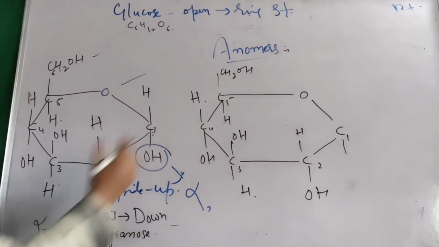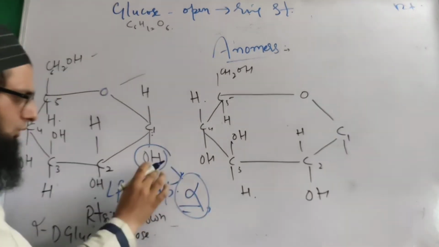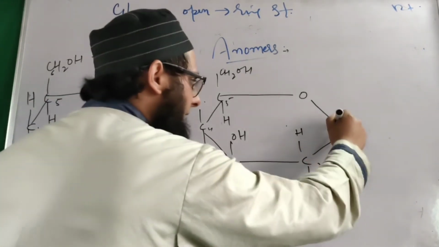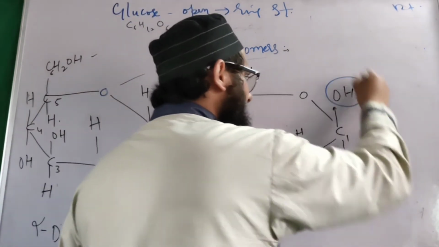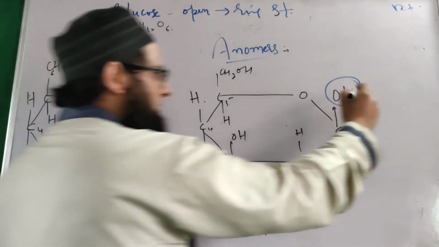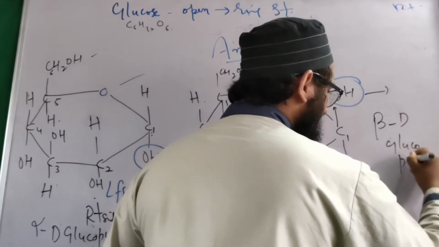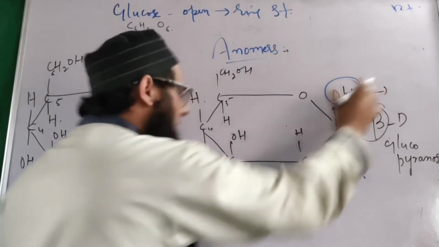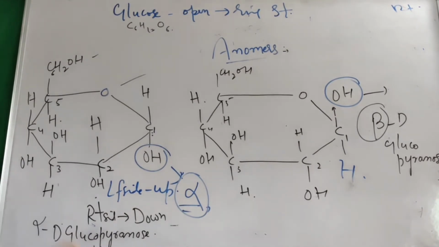See carbon number 1 here in case of alpha D glucopyranose. This is alpha because the OH is on the lower side, downwards, and here the OH is on the top. See, the OH is here and H is on the lower side. The OH is on the top, we call it beta D glucopyranose. So this is beta because the OH is on the top. This is alpha because the OH is on the lower side. Clear? So these are the two anomers.